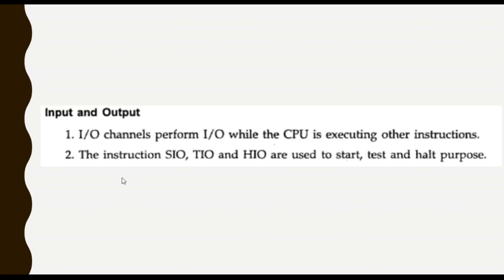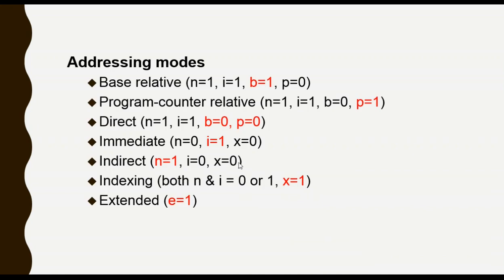Then input and output. IO channels perform IO while the CPU is executing other instructions. So it's independent; there is a special IO channel. This is to transfer the data. Then instructions like SIO, TIO, and HIO are used to start, test, and halt IO operations. SIO is to start the IO operation, TIO is to test the operation, and HIO is to halt the IO operations.